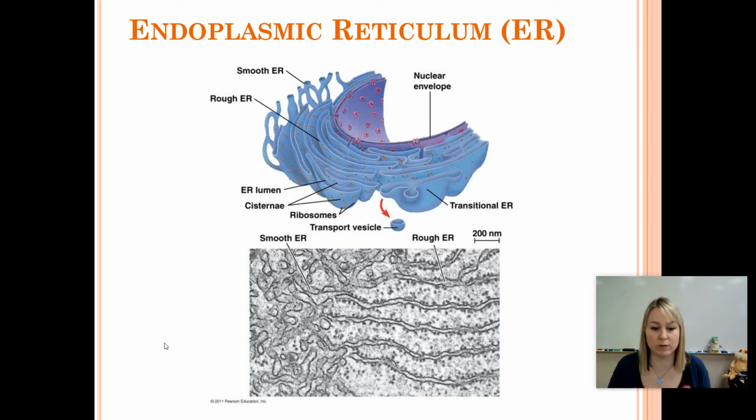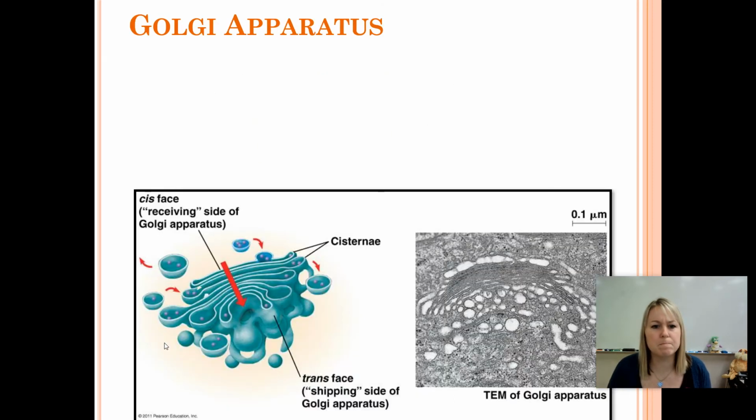Here is the endomembrane system in a cartoon version picture and then a real version. You can see the rough ER looks more like a series of canals and channels, and the smooth ER is a little more tube-like.